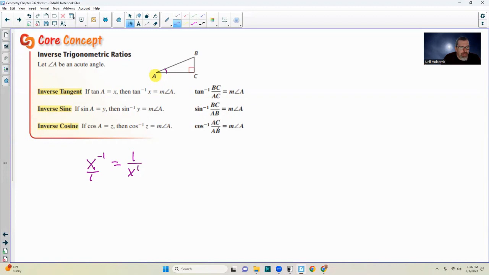And here they have the ratio set up. So the tangent inverse of side BC over AC, opposite over adjacent, equals the measure of angle A. Sine inverse of BC over AB, which is the opposite over the hypotenuse, will give you angle A. And cosine inverse of the adjacent over the hypotenuse will give you the measure of angle A. So let's take a look at an example.